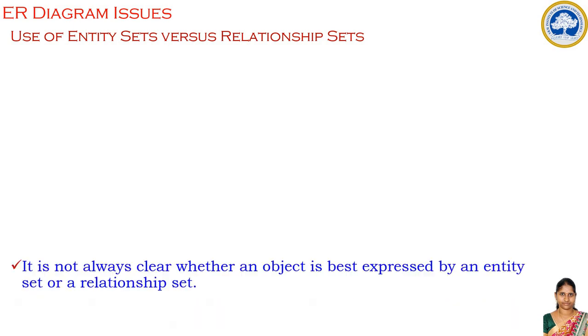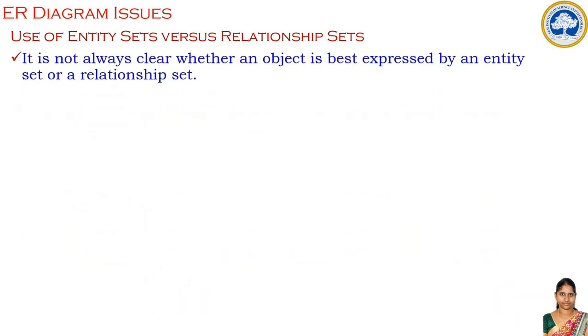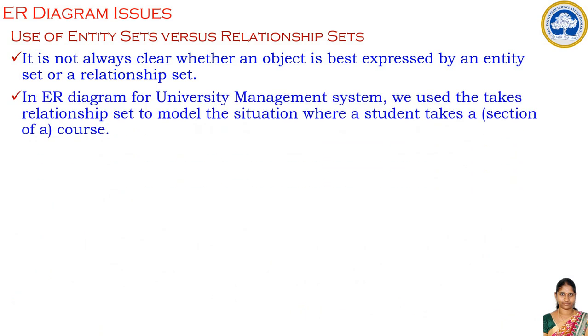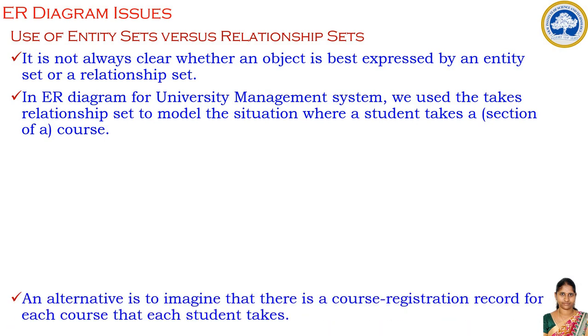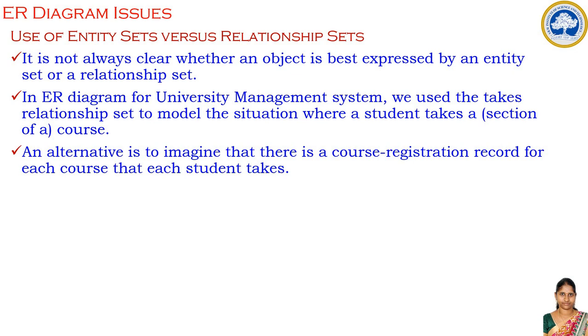The next one is the use of entity set versus relationship set. It is not always clear whether an object is best expressed by an entity set or a relationship set. For the ER diagram of the university management system, if we take the relationship set modelling student course selection, alternatively we can imagine a course registration record for each and every course that we can connect with the students.